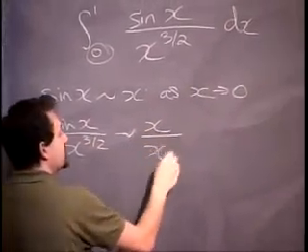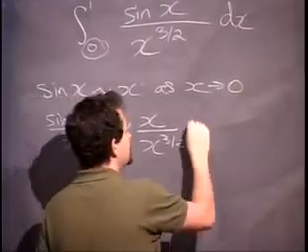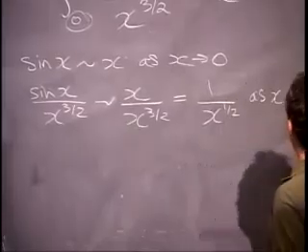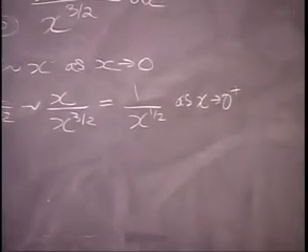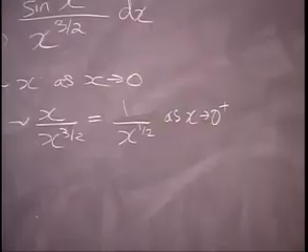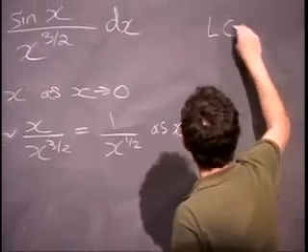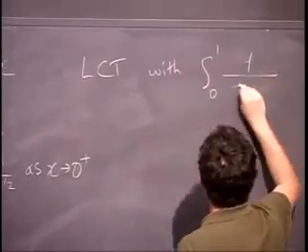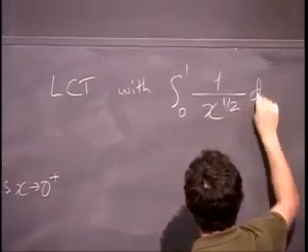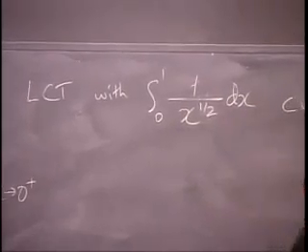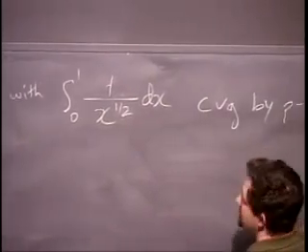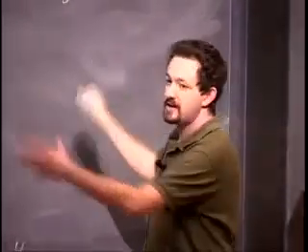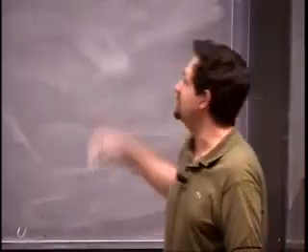And that twiddles x over x to the 3/2, otherwise known as 1 over x to the 1/2, as x goes to 0. Again, I better take 0 plus because I'm taking square roots. So this one can be solved by limit comparison test with the integral from 0 to 1 of 1 over x to the 1/2, which converges by the p-test. So the original one converges. Again, more work is needed, but that is the guts of the proof. Any questions about that one?